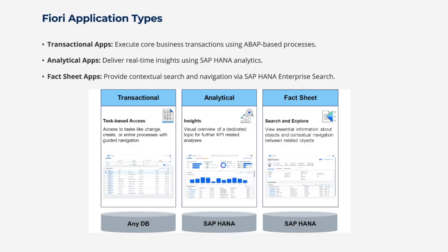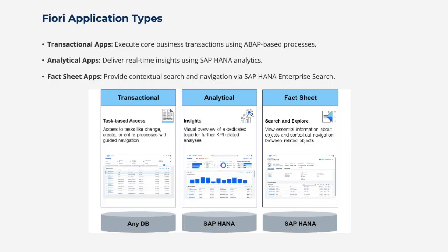Now, let's look at the different types of apps that you will encounter. They generally fall into 3 categories. Transactional apps. These are task-based. They allow you to create, change, or execute entire business processes with guided navigation. They can run on any database.